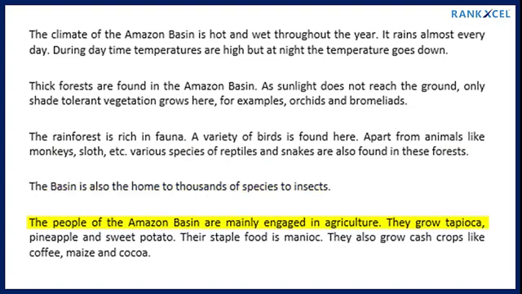The people of the Amazon Basin are mainly engaged in agriculture. They grow tapioca, pineapple and sweet potato. Their staple food is manioc. They also grow cash crops like coffee, maize and cocoa.